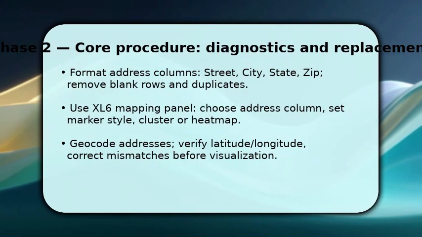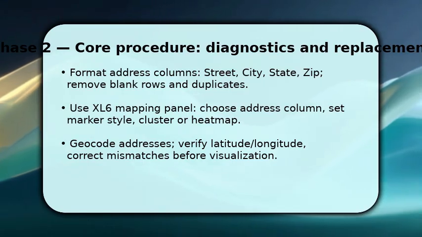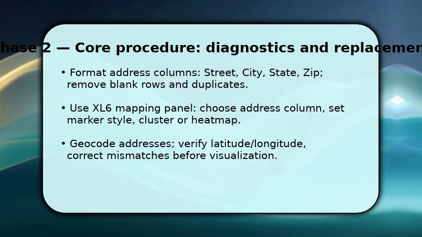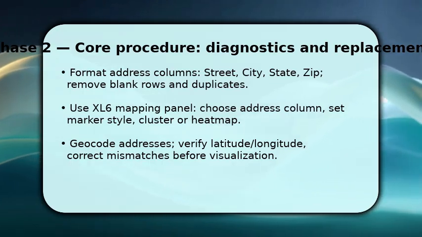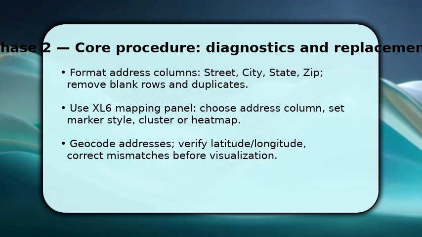Now import your spreadsheet and prepare addresses. Split street, city, state, zip into clear columns so geocoding is accurate. In Xl6 mapping panel, choose the address column or existing lat/long. Select marker style, clustering, or a heat map depending on density.